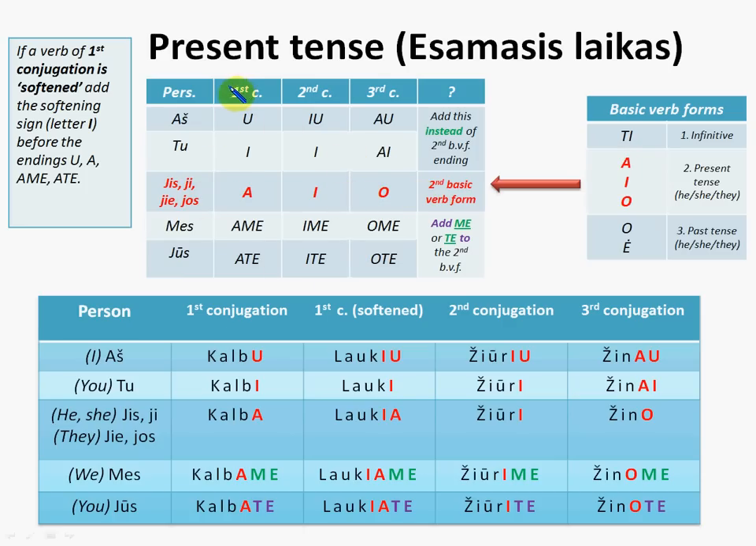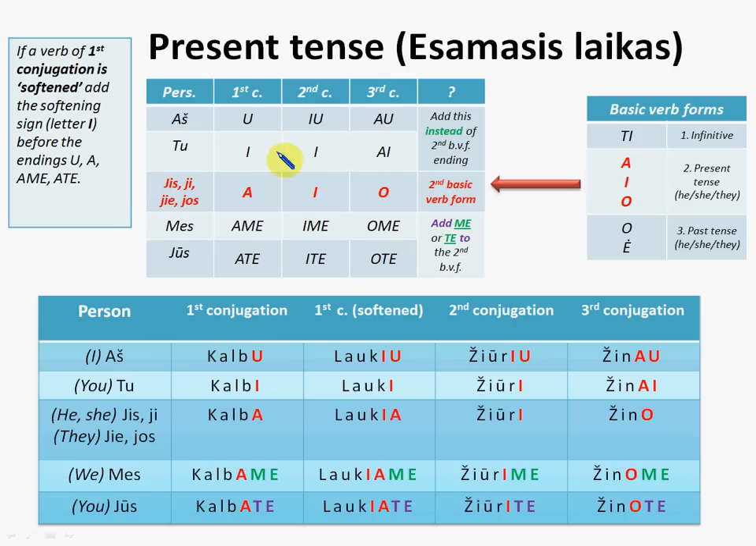Okay, the C stands for conjugation. It's the first conjugation when the basic verb form ends in a, the second conjugation when the basic verb form ends in i, and the third conjugation when the verb ends in o. And the second basic verb form is jis, jie, jos: he, she, they masculine, they feminine. These verbs end in these letters.